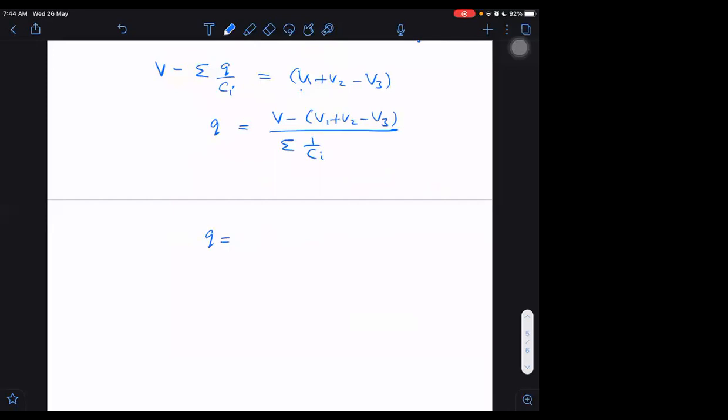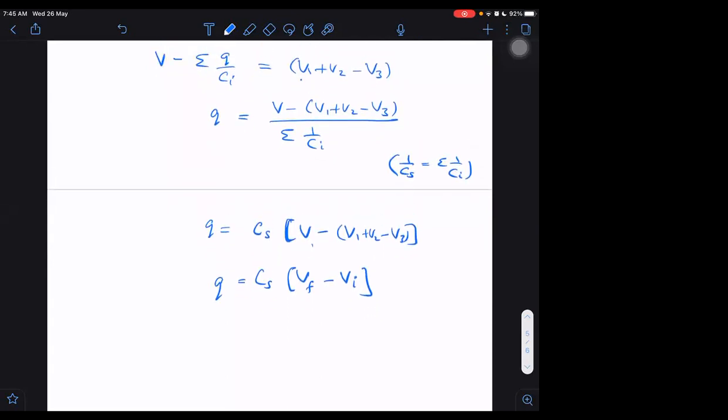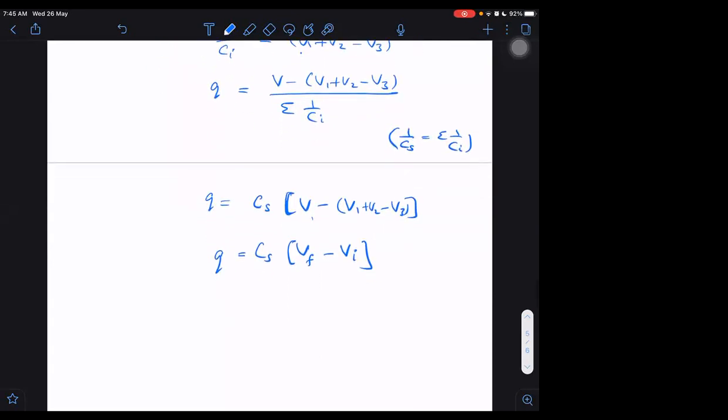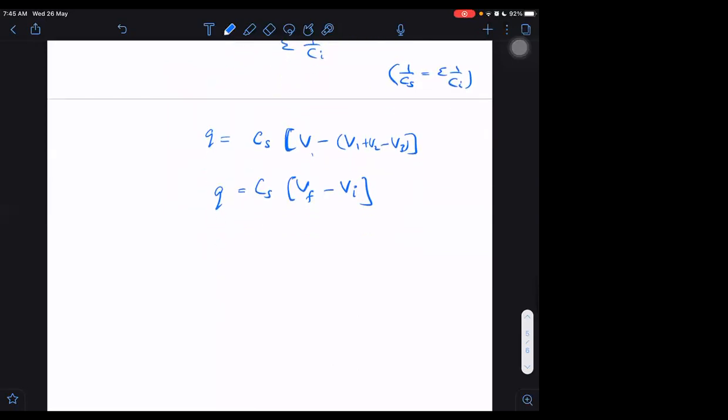Now Q is here. I wanted to say that we can write 1 by CS, 1 by series equivalent is equal to sigma 1 by Ci. So what do we get? Then we get finally CS series equivalent into V minus V1 plus V2 minus V3. Or I could write simply V final across the total series network minus V initial across the series network, when the switch was in its initial position. That is it. So it is just C series into VF minus VI.